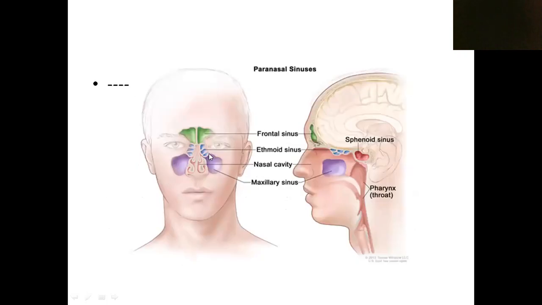It is pyramidal shaped. Base is directed towards the nose. See, here comes the base, so the base is directed towards the nasal cavity. Apex is directed towards the zygomatic bone. See, here we are having the cheek prominence, or the zygomatic bone. So apex is directed towards the zygomatic bone, and base is directed towards the nose. Then its roof is formed by the floor of the orbit.